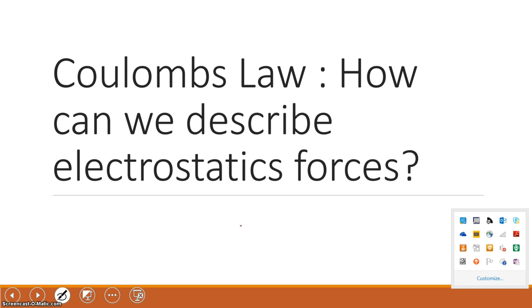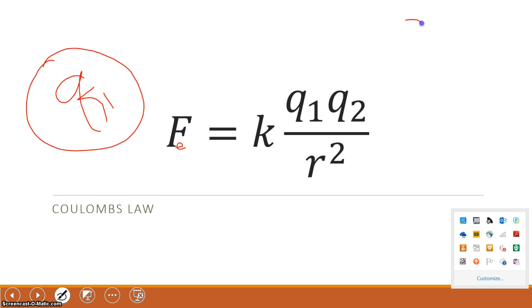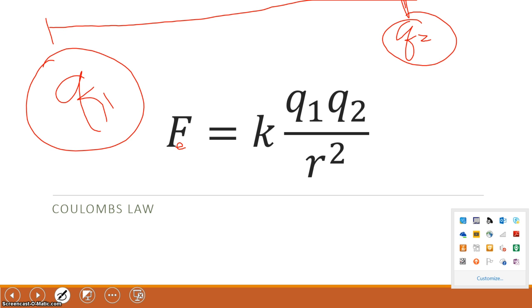Let's talk about Coulomb's law. How can we describe the electrostatic forces? This is Coulomb's law. Please copy down Coulomb's law into your notes. This F could have a little E under it for electric force, and it equals k Q1 Q2 over r squared, where k is Coulomb's constant, Q1 is charge 1, Q2 is charge 2, and r is the distance between them, and r is squared in the formula. To draw it out in a picture, here's Q1, here's Q2, and r would be the distance between them.